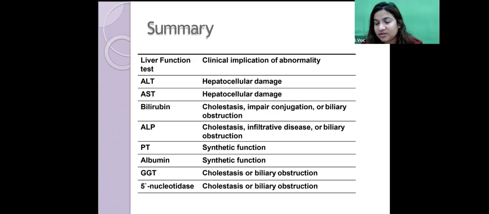Next is the albumin. It is also measured for knowing the synthetic function of the body. Gamma glutamyl transpeptidase is there to indicate or suspect any kind of disease such as cholestasis or biliary obstruction, which includes the adhesion of the fat layer to the liver. Then the assay of 5-nucleotidase also gives an idea about cholestasis or biliary obstruction of the liver. So that's all about the liver function tests, students.